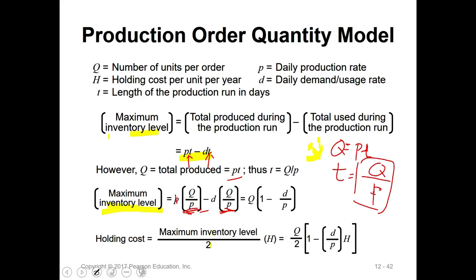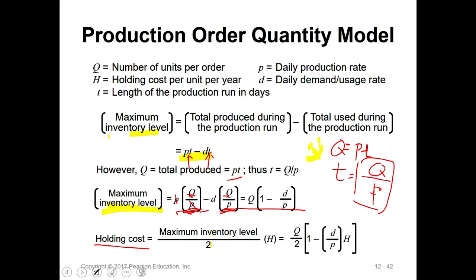From this algebra equation, I can make some changes. P and P cancel out, so the first one is Q. But the second one you cannot cancel. However, the two terms both have Q, so I factor this Q out. Then this equals Q times 1 subtract D over P. Now this equation gives us the maximum inventory level.